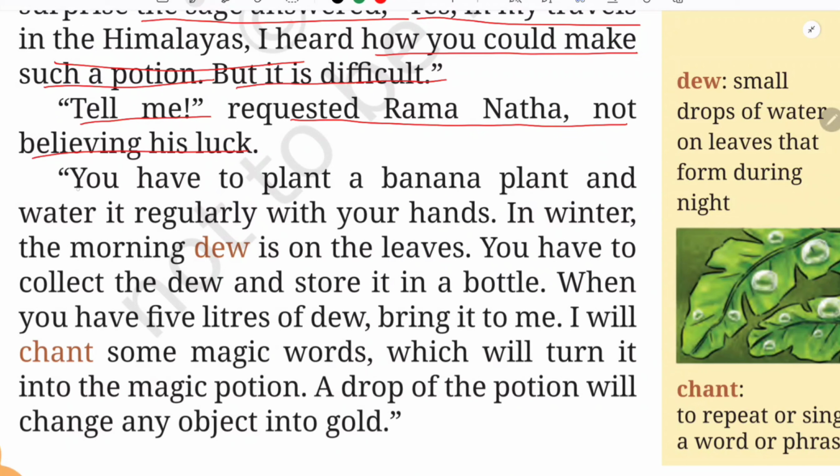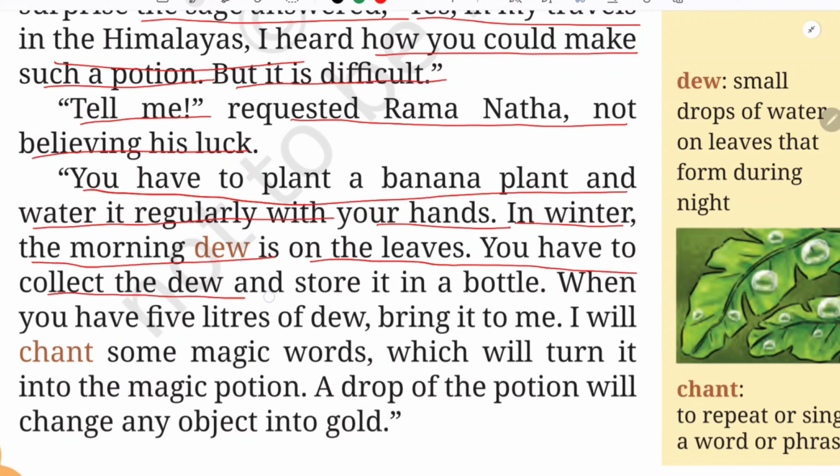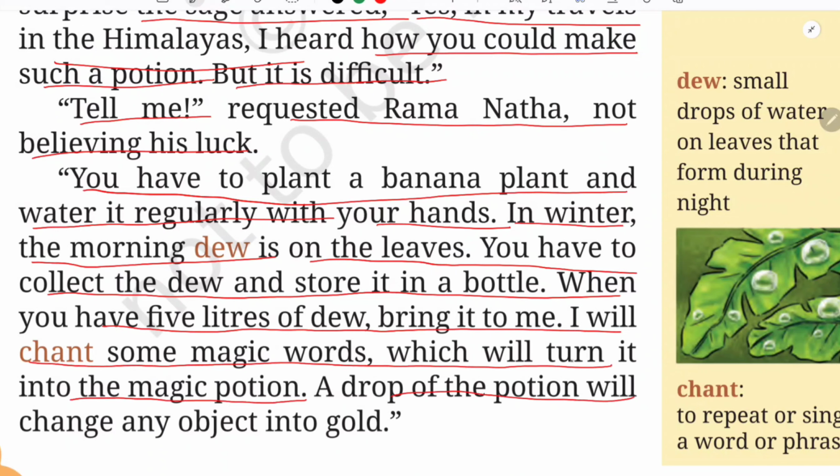So now the sage is telling Ramnath, "You have to plant a banana plant and water it regularly with your hands. In winter, the morning dew is on the leaves. You have to collect the dew and store it in a bottle. When you have 5 liters of dew, bring it to me. I will chant some magic words which will turn it into a magic potion. A drop of the potion will change any object into gold."